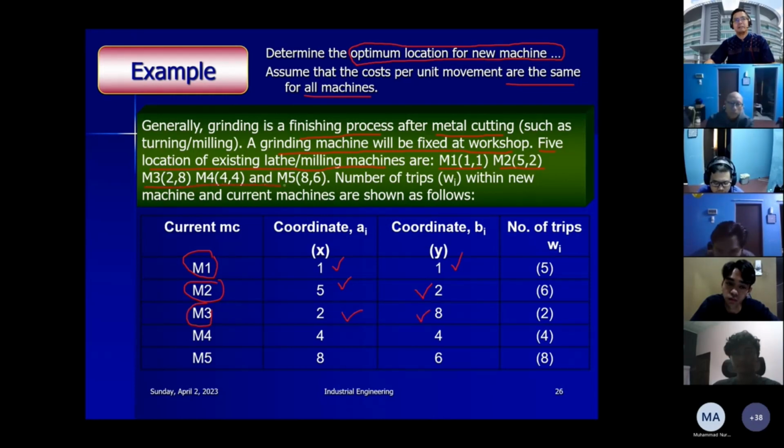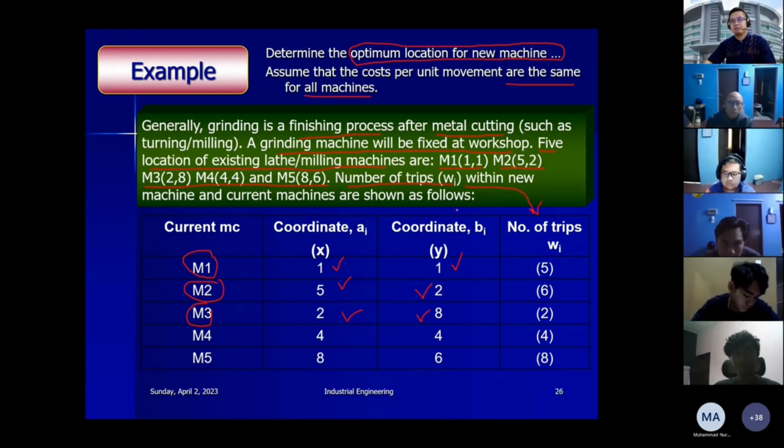And until the rest, machine number 5 will be 8 and 6. So the number of trips, WI, they have given to you, as shown in this table. This is how the question is set for our minisum calculation approach.